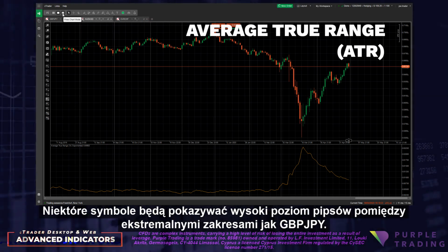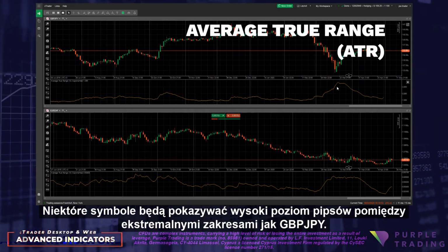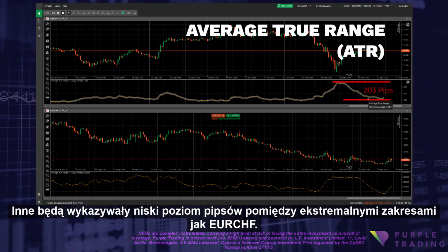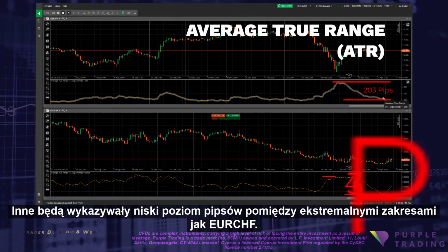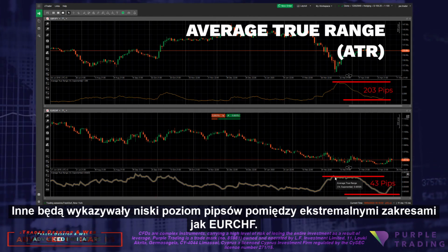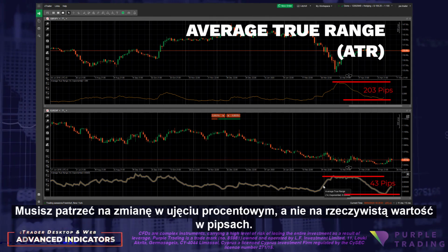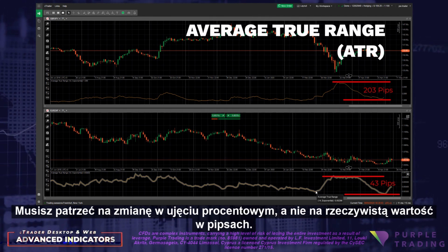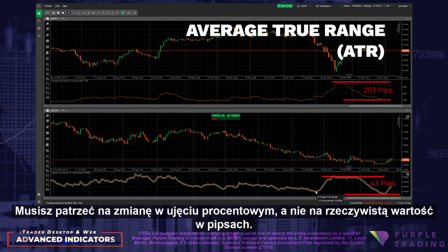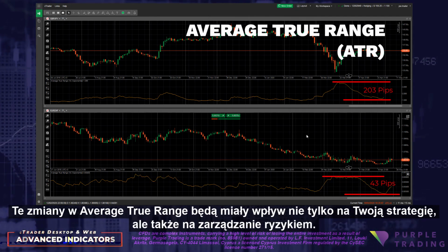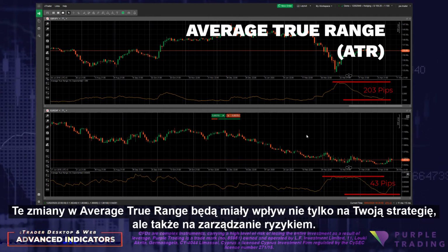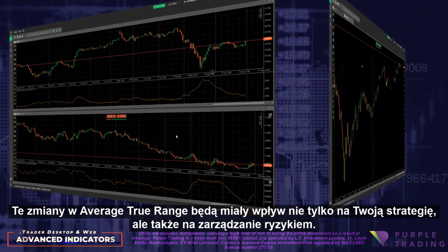Some symbols will show a high level of pips between extreme ranges like pound-yen. Others will show a low level of pips between extreme ranges like pound-Swiss. You must look at the change in percentage terms and not in the actual pip value. These changes in average true range will affect not only your strategies, but your risk management as well.